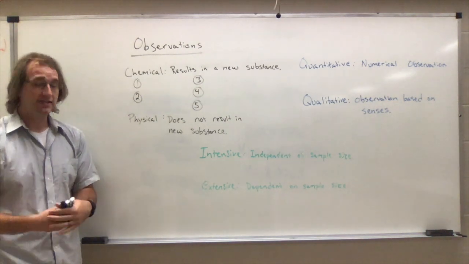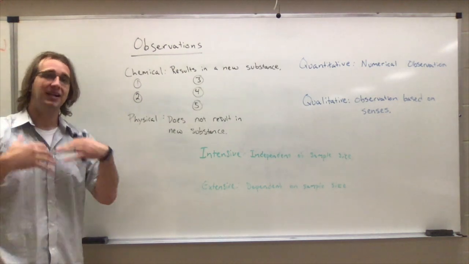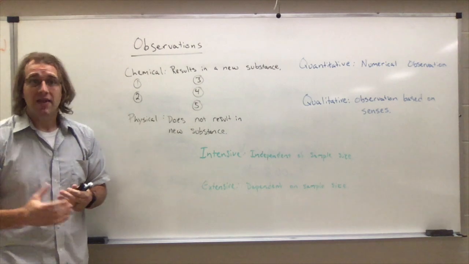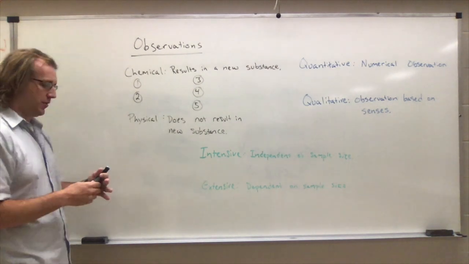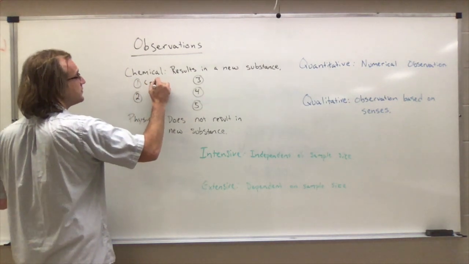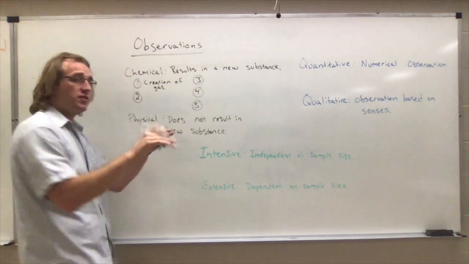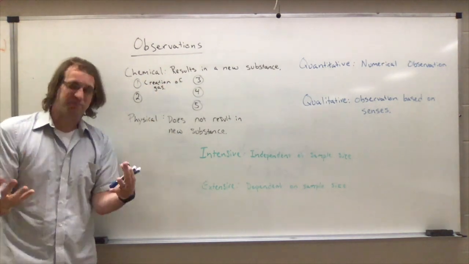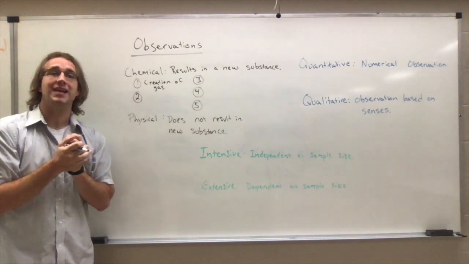Now there's a couple of things that we can use to give us a hint, to let us observe or deduce that perhaps something new has been created, that we've had a chemical change. First thing we could look for is the creation of a gas. If all of a sudden you mix two things together and bubbles start coming out, pretty good chance that we've got a chemical change taking place.